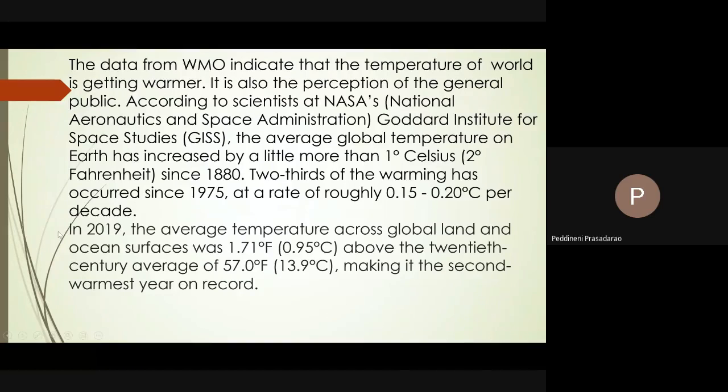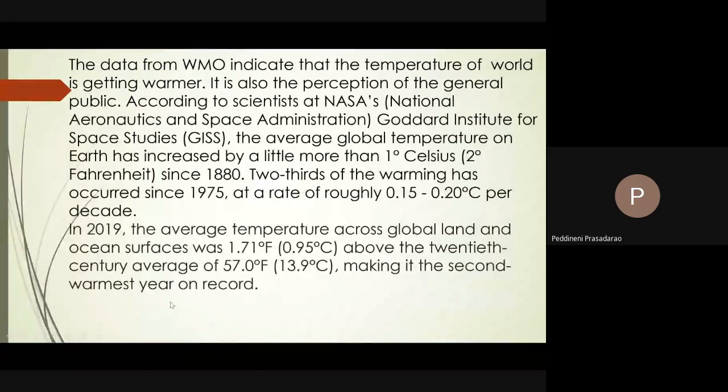And in 2019, the average temperature across global land and ocean surface was 1.71 degrees Fahrenheit, that is 0.95 degrees centigrade, above the 20th century average of 57.0 Fahrenheit or 13.99 degrees centigrade, making it the second warmest year on record.